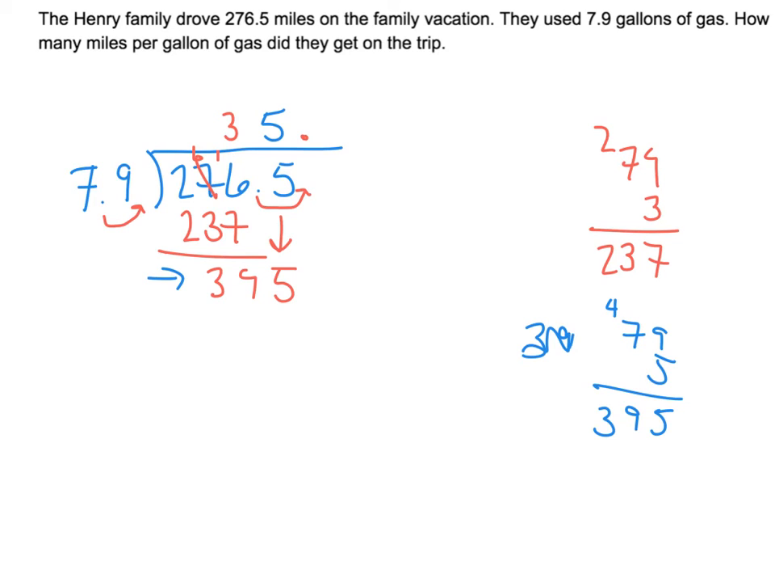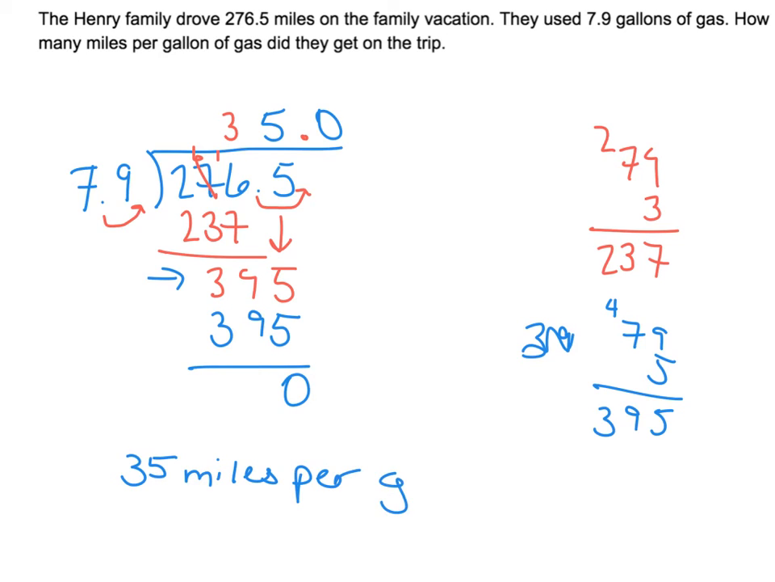5 times 79 we said was 395, and that gives me nothing left over, which means that after my decimal point is simply a 0. In other words, the family is going to get 35 miles per gallon.